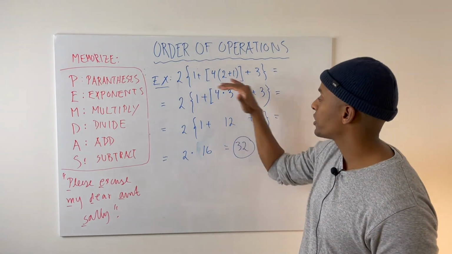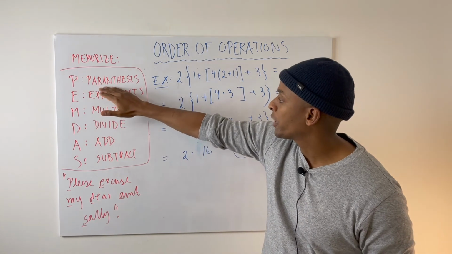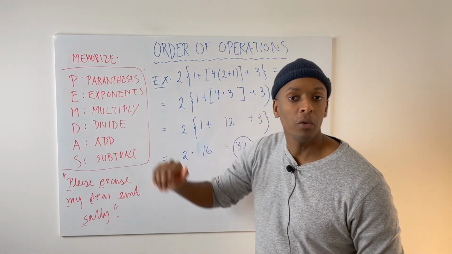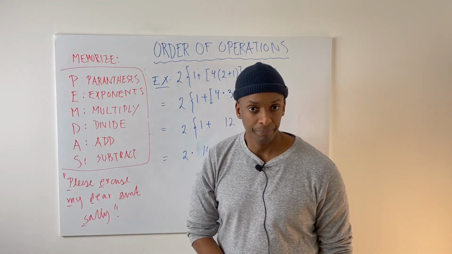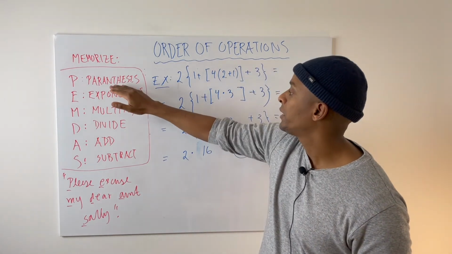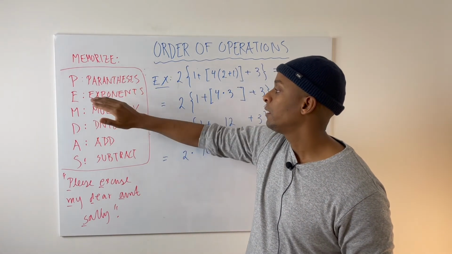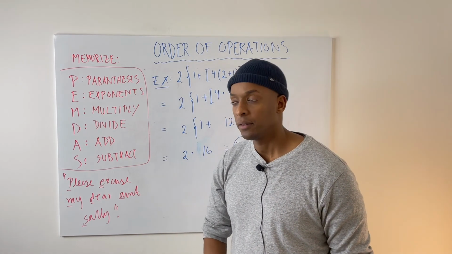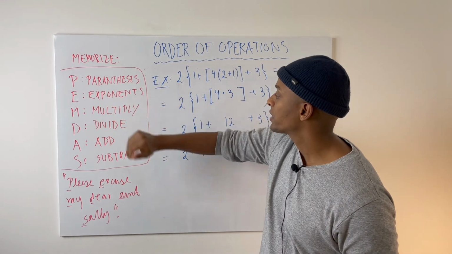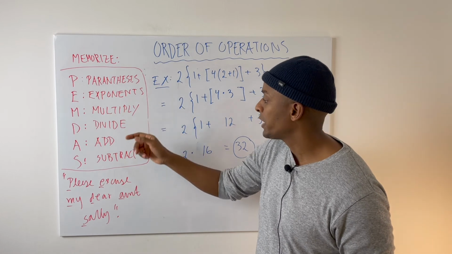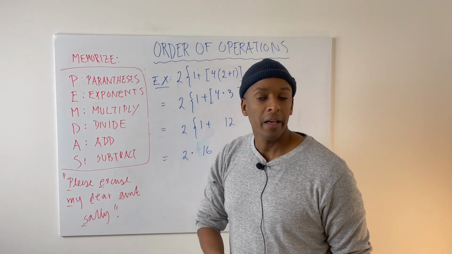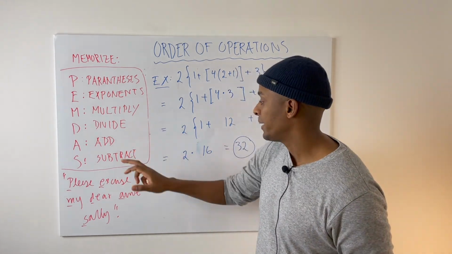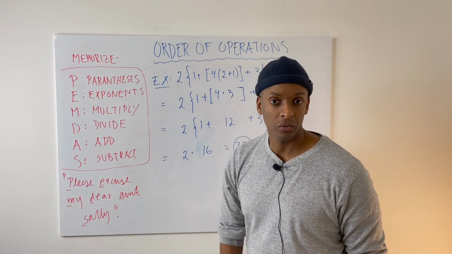So we have an expression, and then first we check for parentheses. And we deal with them first. After we're done with the parentheses, we deal with the exponents, if there are any. Once we're done with the exponents, we deal with the multiplication and the division, and then the last step we just add and subtract. That's the rule.